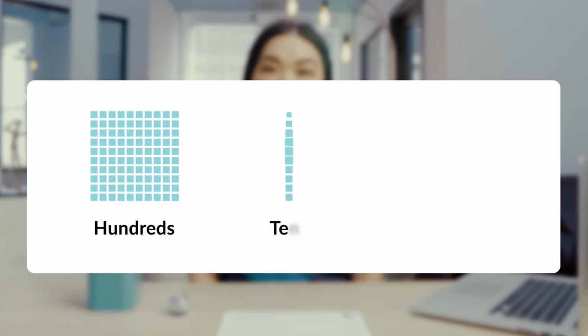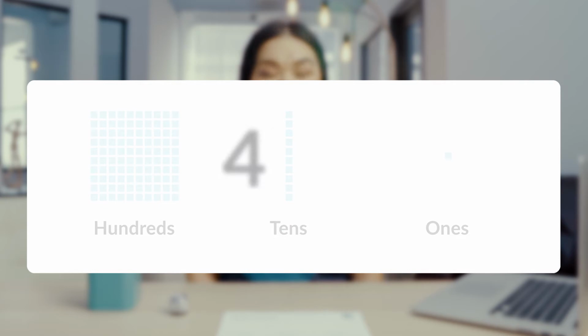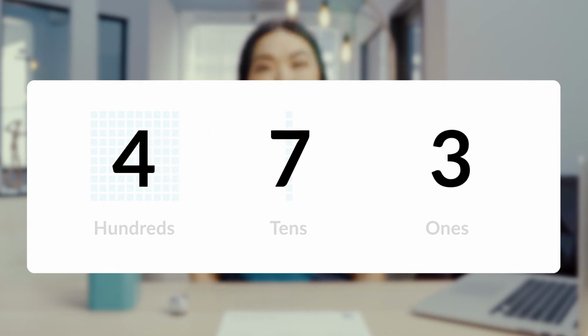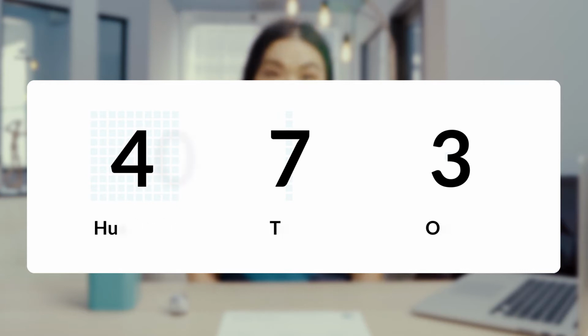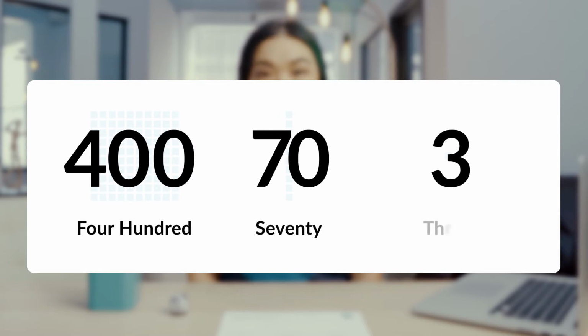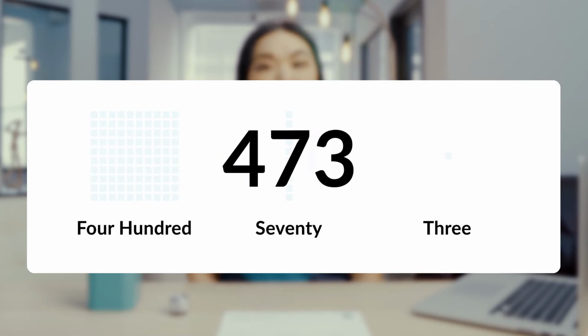A 3-digit number is made up of 3 places: the hundreds, the tens, and the ones. Here is an example of a 3-digit number, 473. The 4 is 4 hundreds, the 7 is 7 tens, and the 3 is 3 ones. The 4 is 400, the 7 is 70, and the 3 is 3. These digits together make the number 473.